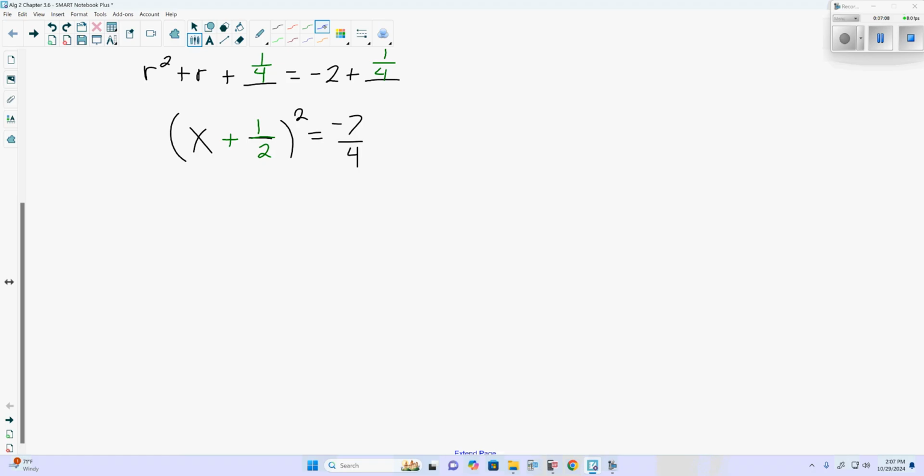At this point here, we're going to square root both sides. Here the square root and square will cancel, telling us that x plus 1/2 is equal to plus or minus. Now, reducing this radical, there's a few things that we have. One is that this negative is going to come out as i. What that leaves us with is the square root of 7 over the square root of 4.